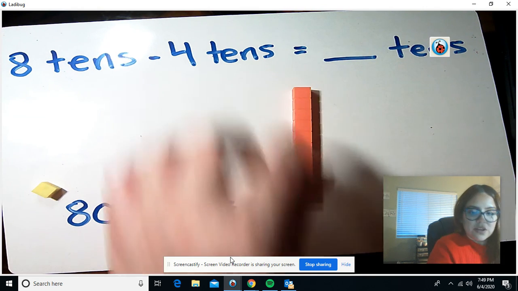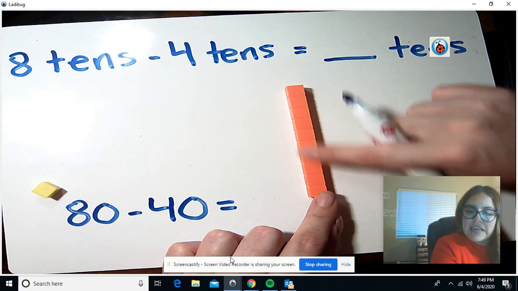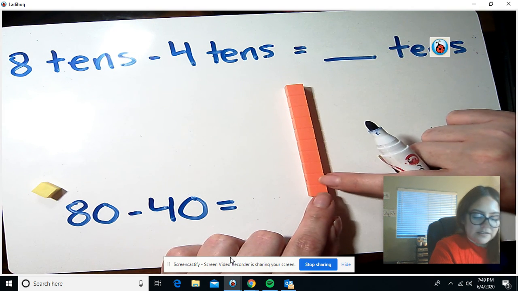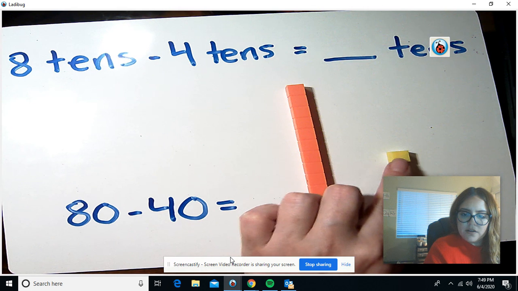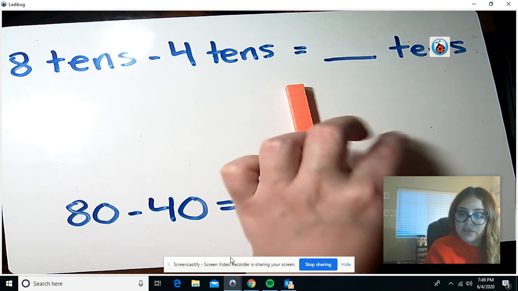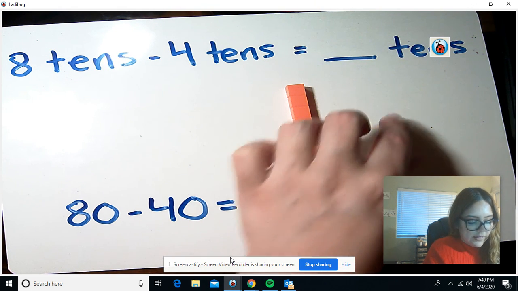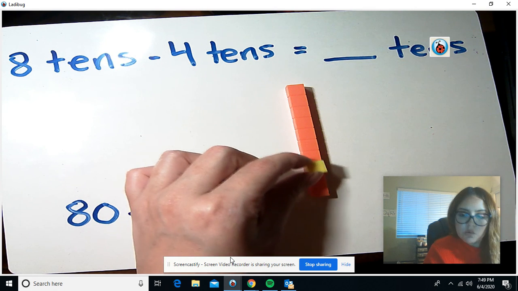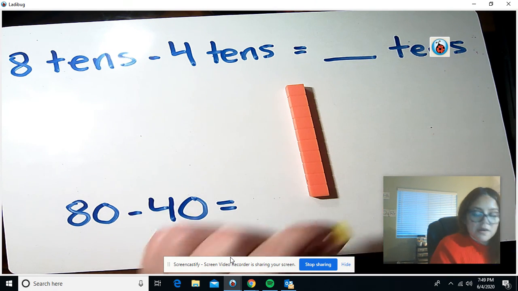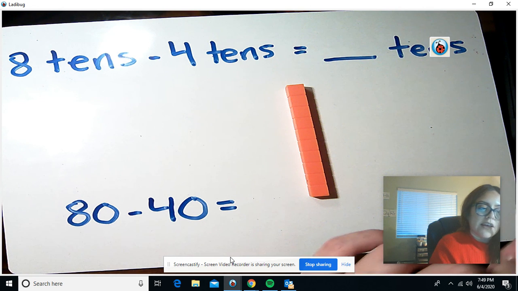I want to remind you that this is called a 10 because it has 10 little squares. So this is a 1 because it has a value of 1. And then this is a 10 because it has 10 ones. So once we have a group of 10, it becomes a 10. We call it a 10.